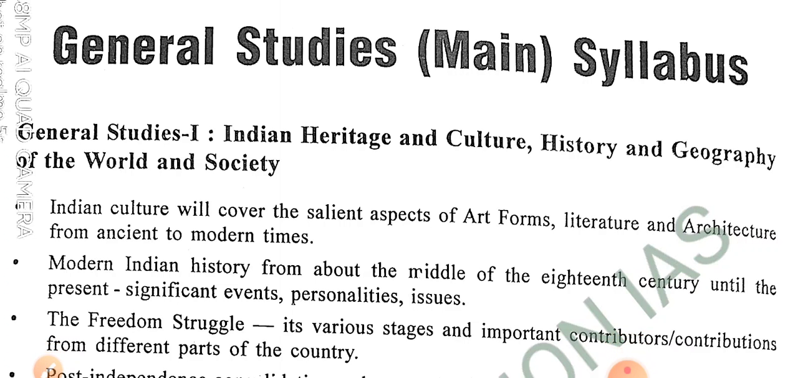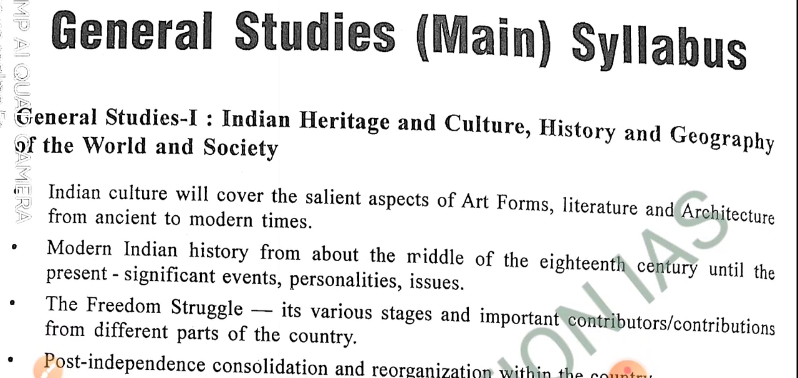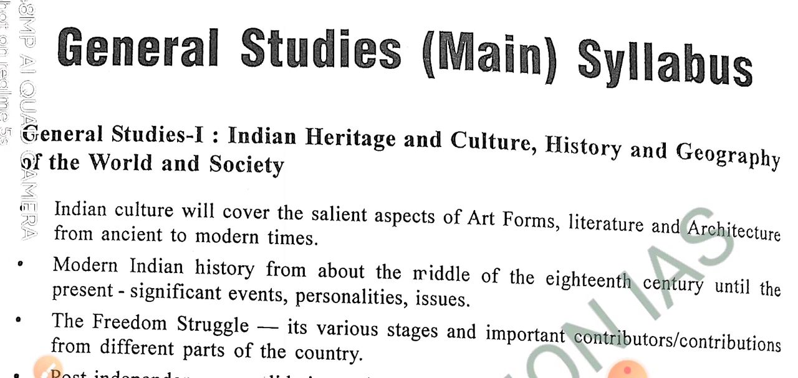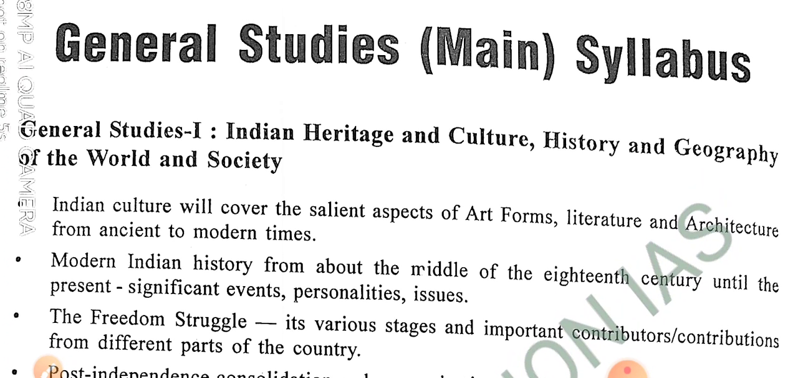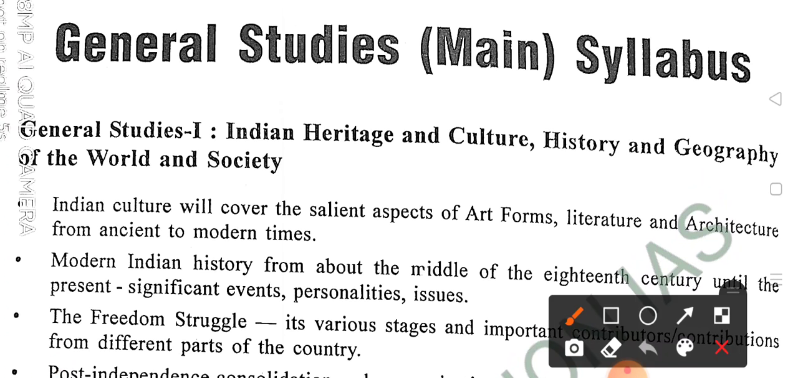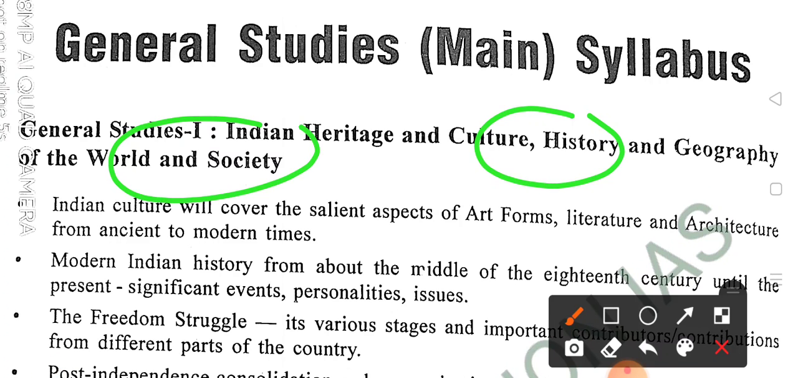This is Ramniwas, and in today's video we are going to discuss what the syllabus of the UPSC examination Mains GS Paper 1 is. There are four papers: GS Paper 1, 2, 3 and 4, and we will cover all the syllabus respectively. So let's start with GS Paper 1. The relevant features are Indian heritage and culture, history and geography of the world, and society.